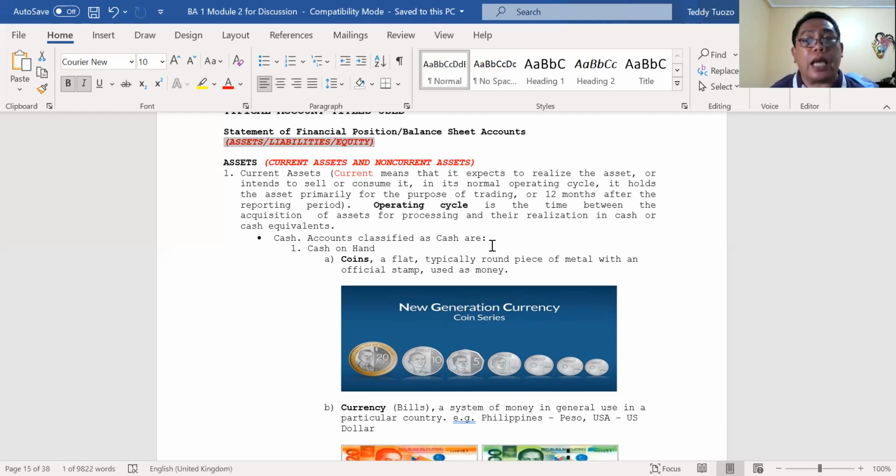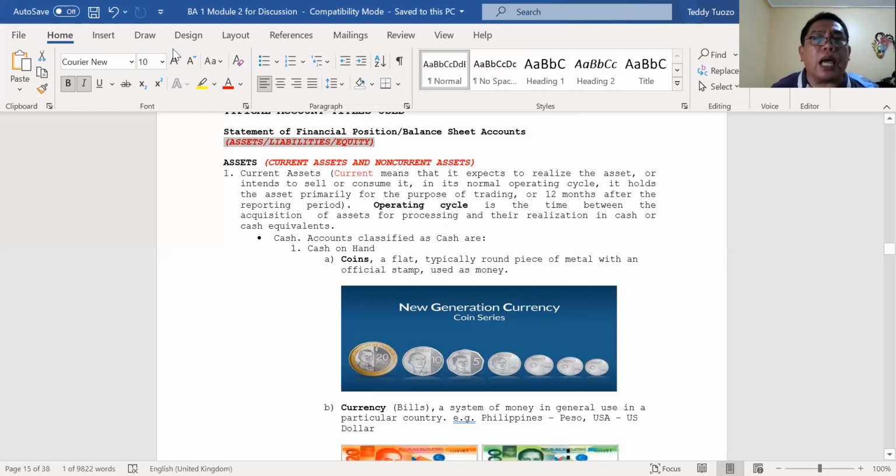When we say operating cycle, it's the time between the acquisition of assets, processing them to become a product, or processing them to be part of the services that you're going to perform, and then selling them, and then it is converted into cash, or it may first go through receivables, and then the receivables are collected in cash and cash equivalents. And this cash received from the sale of goods or services will be used again for the acquisition of assets.